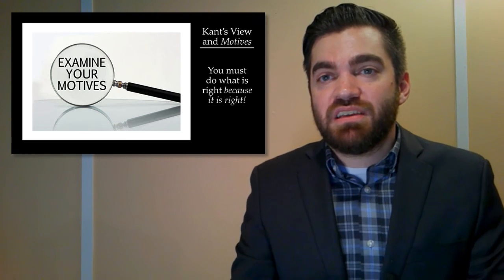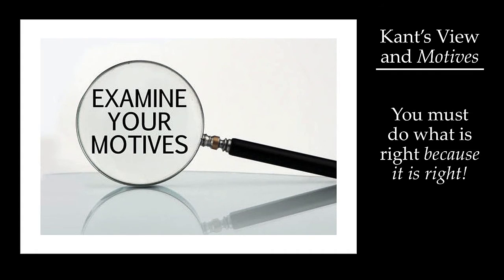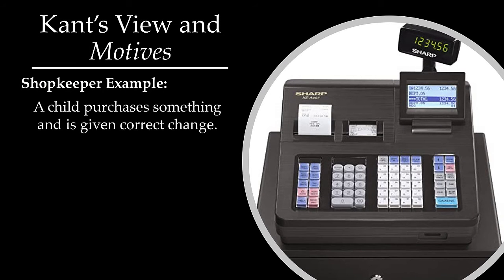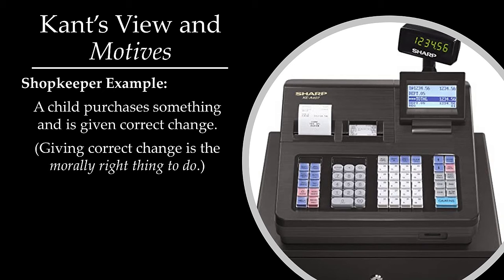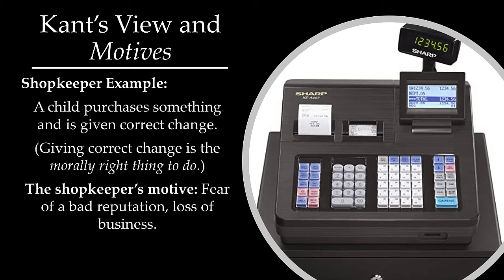Any other motivations count against the moral value of your action. Kant gives this example of a storekeeper where a child comes into the store, let's say buys a $1 candy bar with a $20 bill, and the storekeeper gives $19 back, the correct change. So this is the right thing to do. This is an honest thing to do. And then we ask the storekeeper, why'd you do that? And they just say, well, I was afraid that if I didn't give correct change, the kid's parents are going to find out, and then people are going to be outraged, and I'm going to go out of business, right? Because people are going to be furious at me for ripping off a kid.